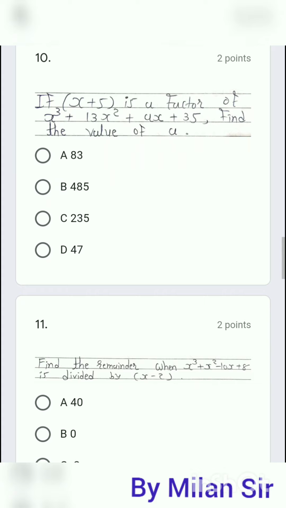After that, question number 10. This is even a 2 marks question. Here, if x plus 5 is a factor of x cube plus 13x square plus ax plus 35, find the value of a. Here it is given that this is a factor of this polynomial. If x plus 5 is a factor of the polynomial, then definitely if we divide p of x by x plus 5, we get the remainder 0.